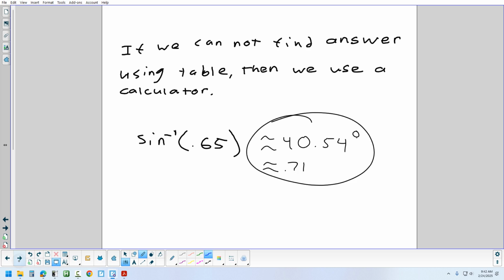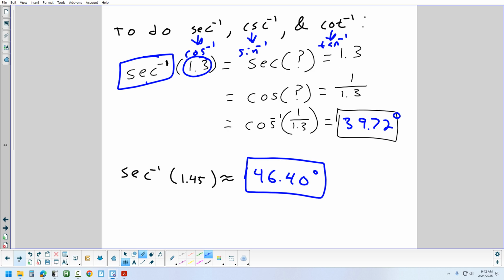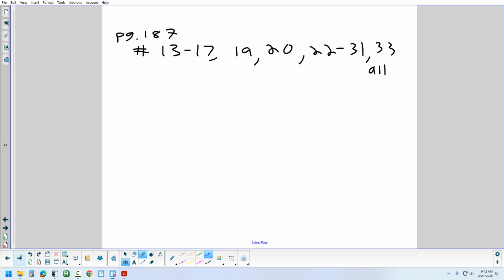Okay. Any questions on that? So you will need a calculator on quite a few of them. At the beginning, you'll need that chart. It's 13 to 17, 19, 20, and then 22 to 31 and 33. And you've got about 15 minutes left, so please use the time to try to get a little bit of that done. And if you get stuck on anything, let me know and I can come help you.